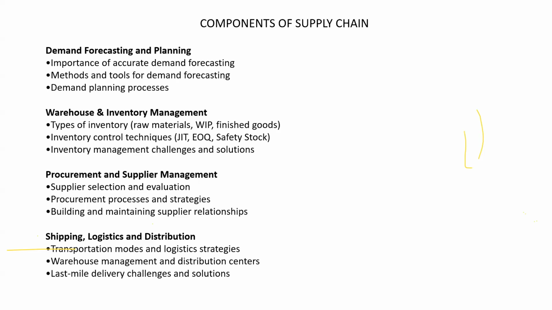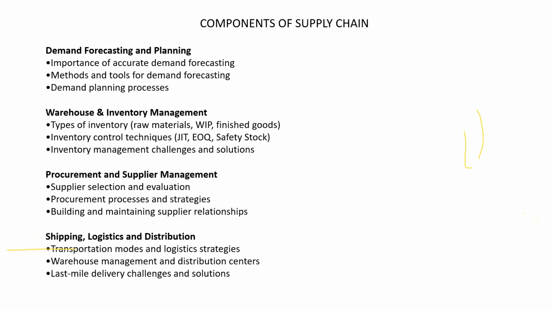Logistics means movement of goods. Shipping, obviously, means transporting the goods, that is, moving the goods from one location to another. It can be any mode of transportation. And distribution is finally distributing the products to the final consumers or the customers who are going to resell it.